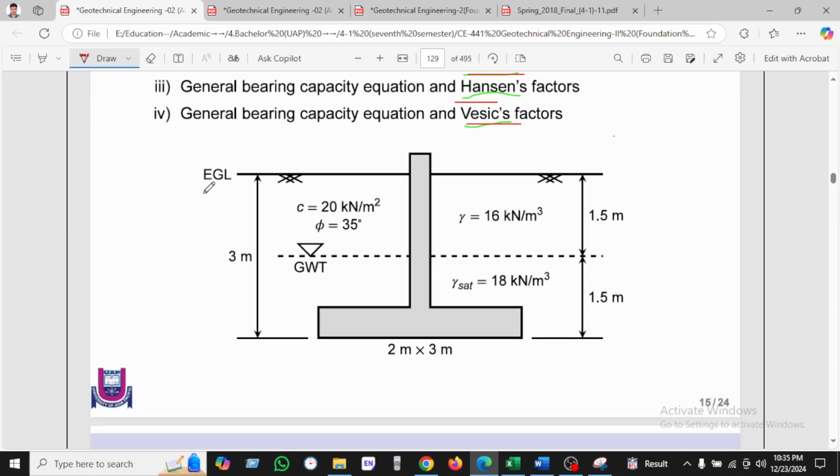So this is the soil profile. We can see here the EGL, which means existing ground level, and Df is 3 feet, and c is 20 kilonewton, and phi is 35, and the groundwater level is 1.5 below the EGL, and gamma is 16, and gamma saturated is 80 kilonewton per meter cube, and the foundation size is 2 meter by 3 meter.